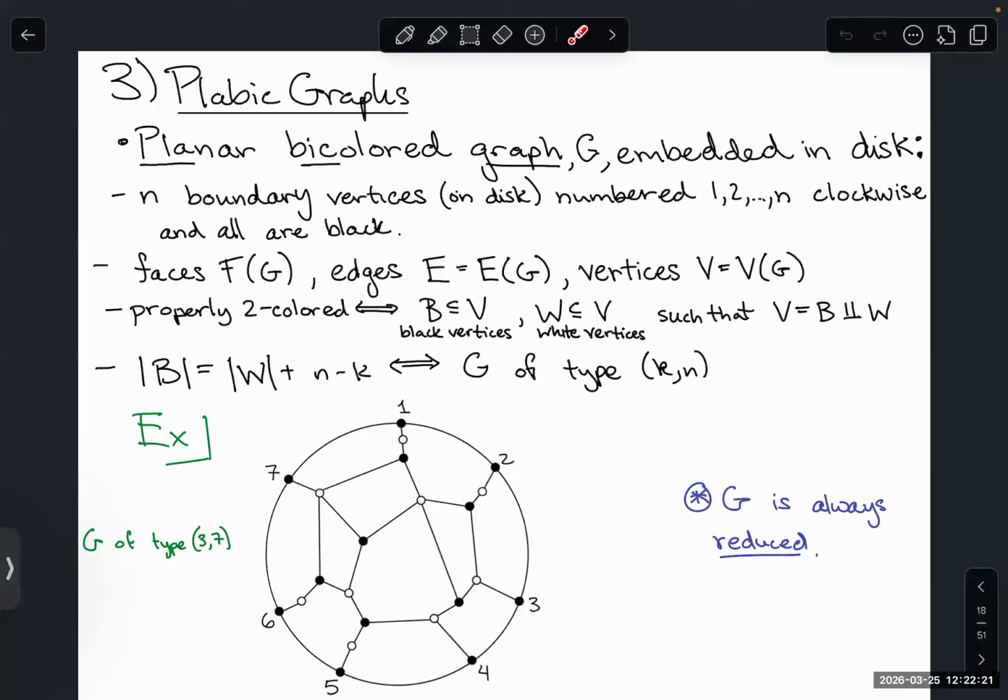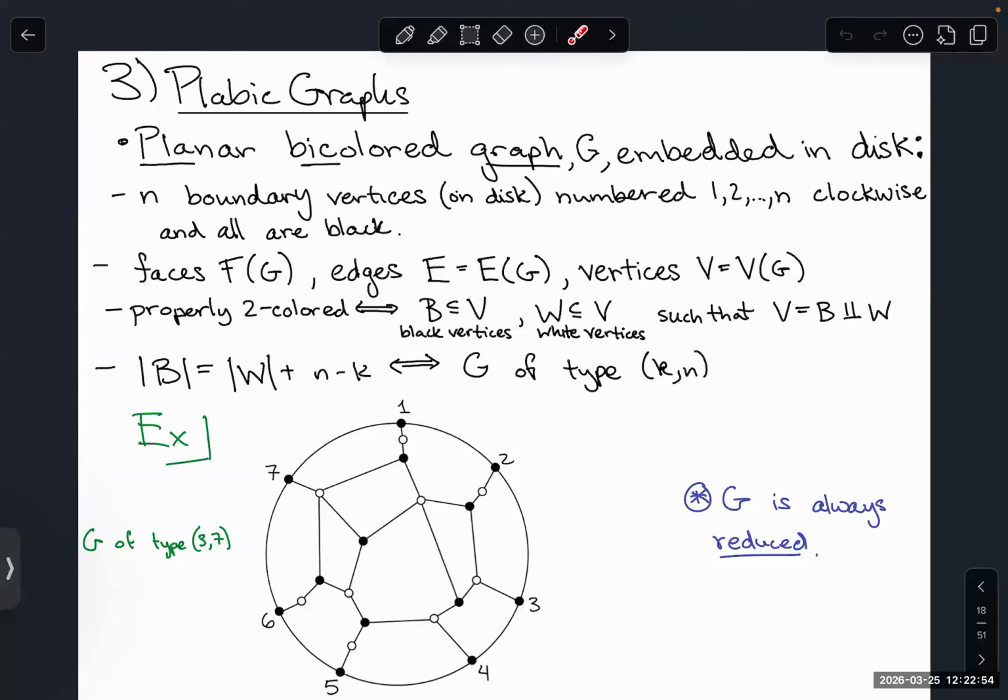So we're going to move on to talking about plabic graphs. These are planar bicolored graphs G, which are embedded in a disk. I'm going to choose that we have n boundary vertices on our disk, which are numbered 1 to n clockwise, and all of these boundary vertices are colored black. I'll denote, kind of standard, the faces as F of G, edges E, vertices V, and I want a proper two coloring on my graph. So I have black and white vertices that are bipartite.